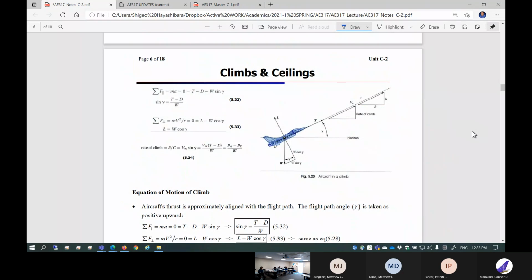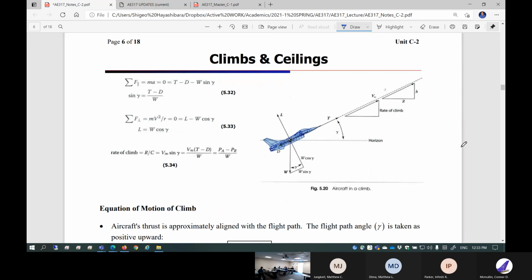Okay. So let's take a look at the next page, climb and ceiling. Now your propulsion system gets into play. Of course, if you're talking about climb and ceiling, it all depends on what kind of power plant you're going to choose. So now you are going to include the thrust in your equation of motion. Here we go. This is the equation of motion for a steady rate of climb. You apply the summation of force equal to ma in the direction of flight path, parallel and perpendicular to it.